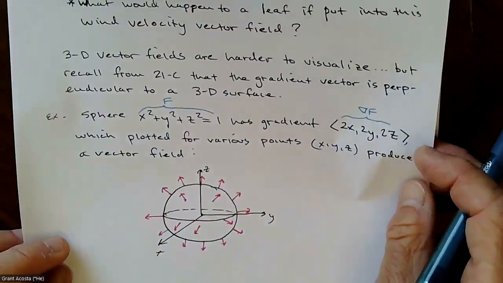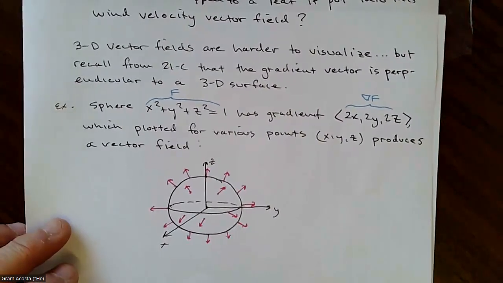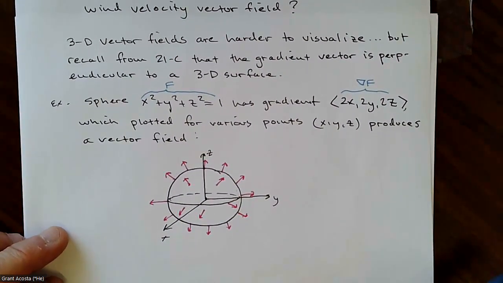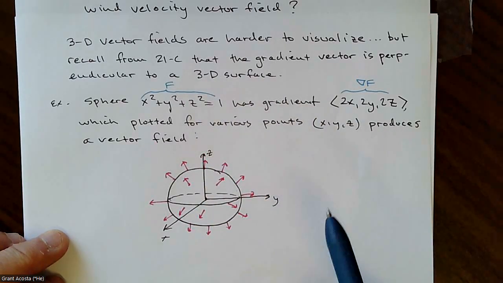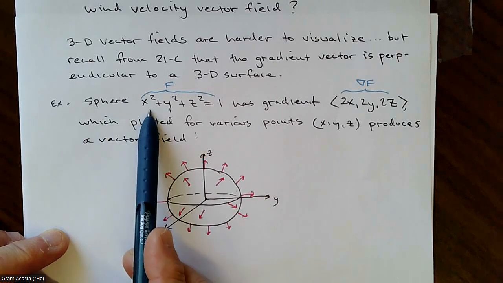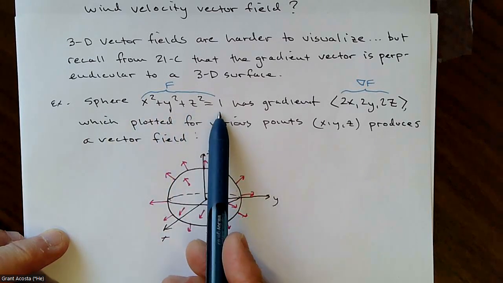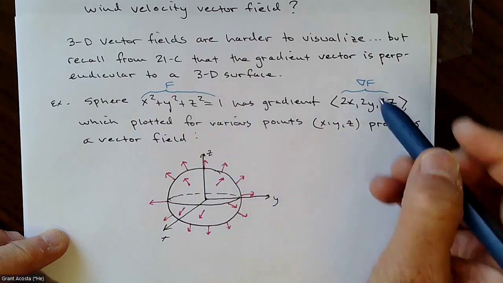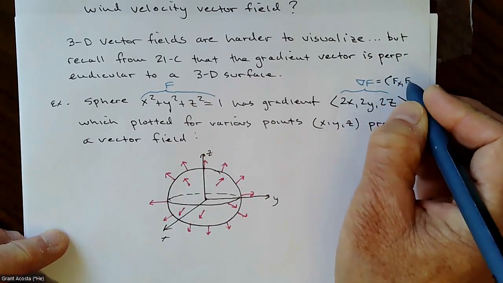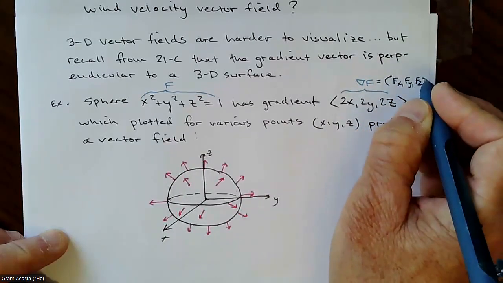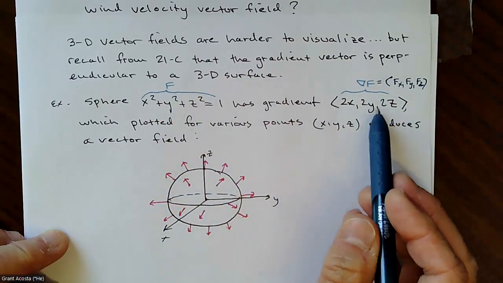3D vector fields are a little bit harder to visualize in many cases, but there are some techniques that can help you visualize it. If you think about from 21C, where we talked about three-dimensional graphs, that the gradient vector, when you calculate the gradient, it always generates a vector perpendicular to the surface. So if I had a sphere, x squared plus y squared plus z squared equals 1, and I took the gradient, remember the gradient's just made up of your partial derivatives. So that would be f sub x, f sub y, f sub z. Take your partial derivatives, I get 2x, 2y, 2z.